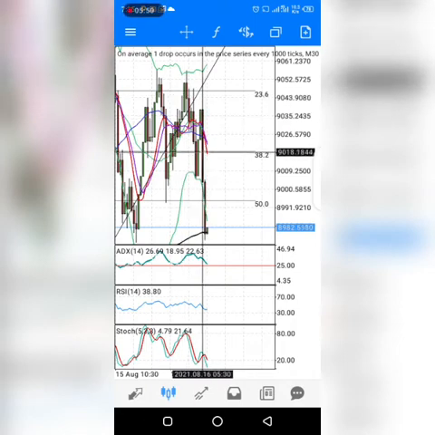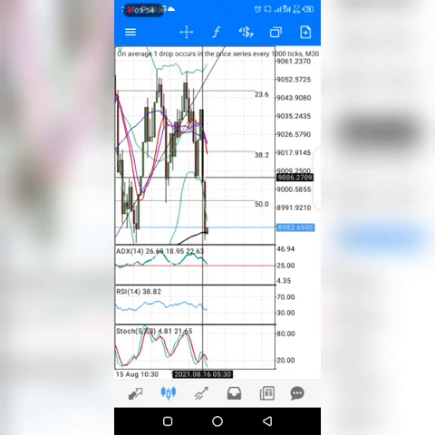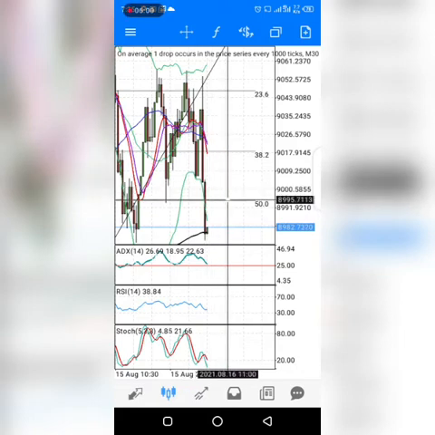As you can see, when it beat this 38.2, this lower Bollinger Band is meant to have acted as a resistance, but it couldn't act as a resistance. Why? Because it needed to complete it to reach this 50.0 mark.